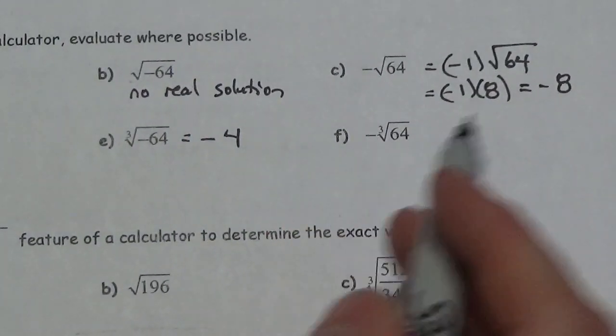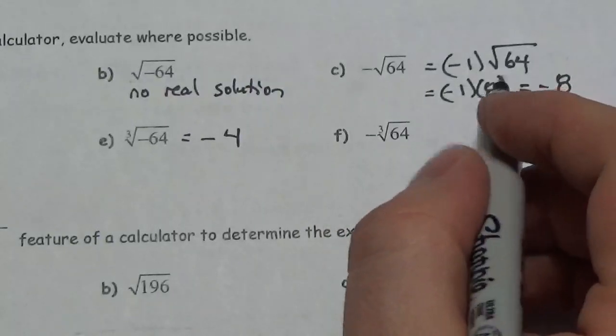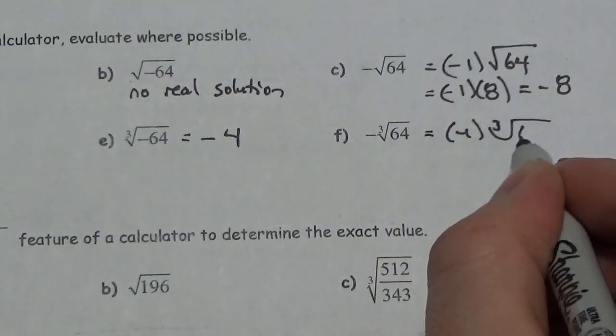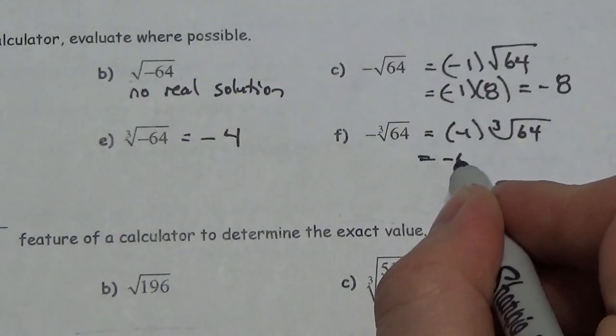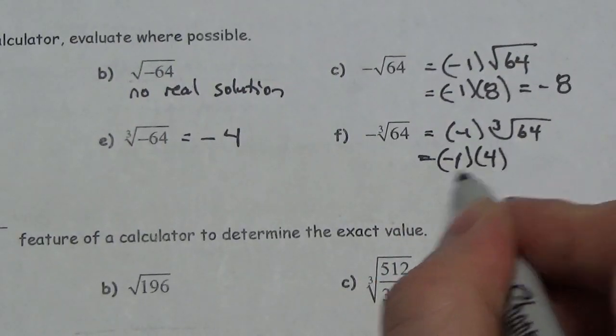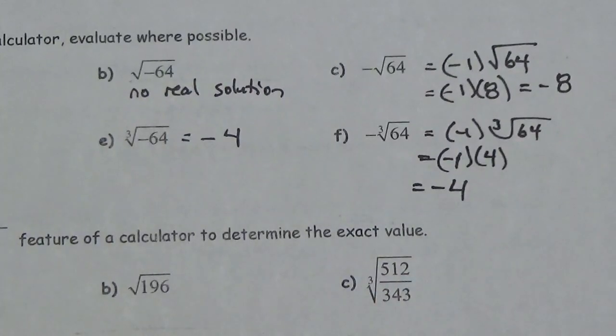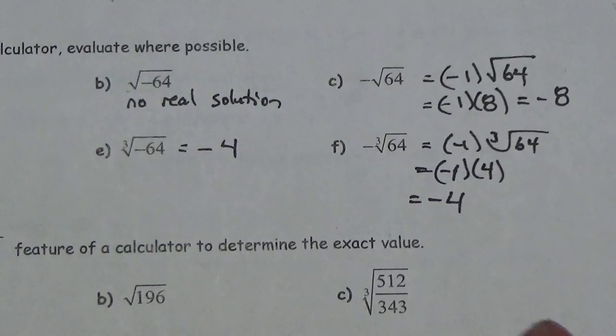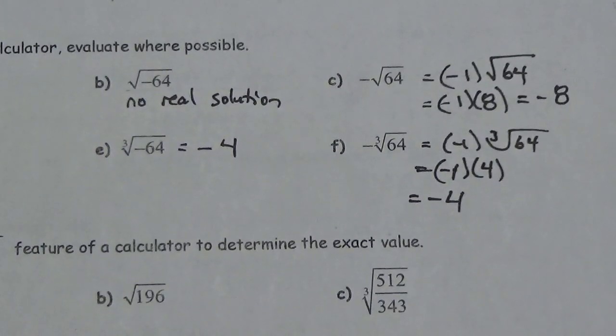The negative out front basically acts the same way as we did over here. Remember, that's simply going to be negative 1 multiplied by the cube root of 64. We already know that the cube root of 64 is 4, and so the answer is negative 4. So really, these two expressions are the same thing. I hope that makes sense. We're going to keep doing some more examples here.